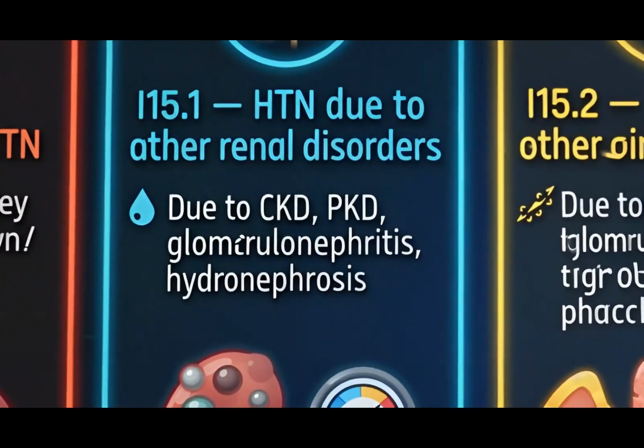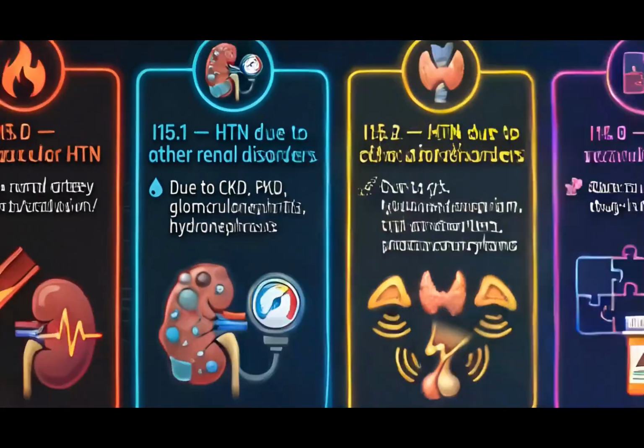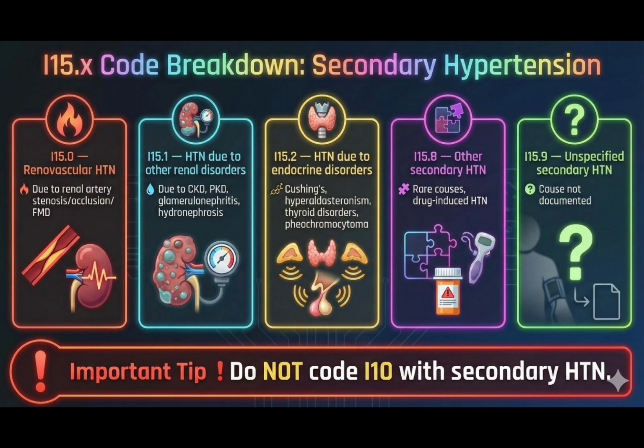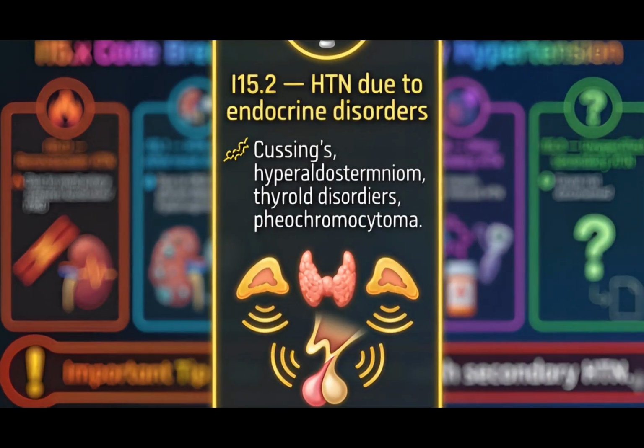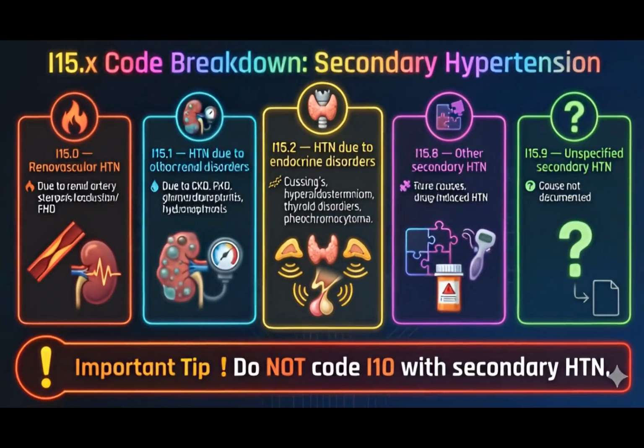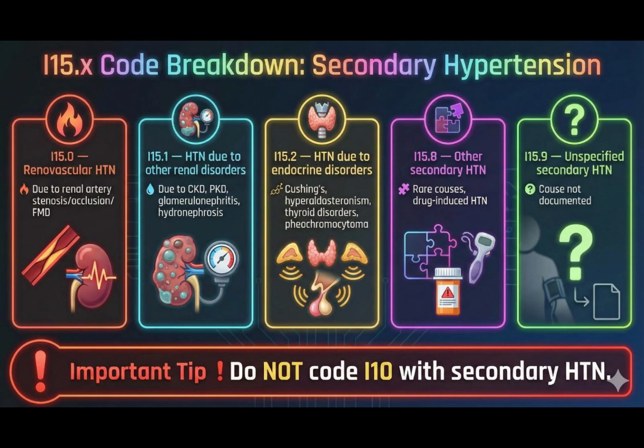I-15.1, hypertension due to other renal disorders. This includes hypertension caused by CKD, polycystic kidney disease, glomerulonephritis, or hydronephrosis. Anytime the kidney disorder other than renovascular disease is responsible, this is the correct code. I-15.2, hypertension due to endocrine disorders. Select this when conditions like Cushing syndrome, primary hyperaldosteronism, thyroid disorders, or pheochromocytoma are driving the hypertension.